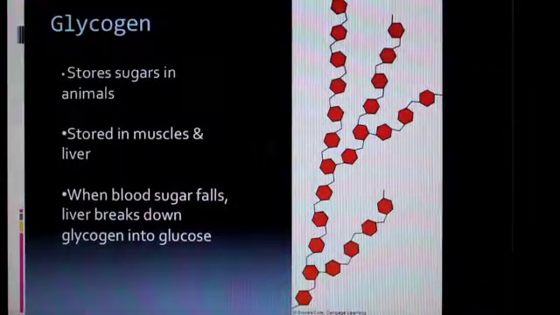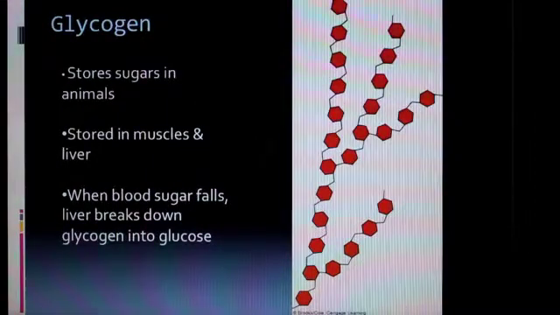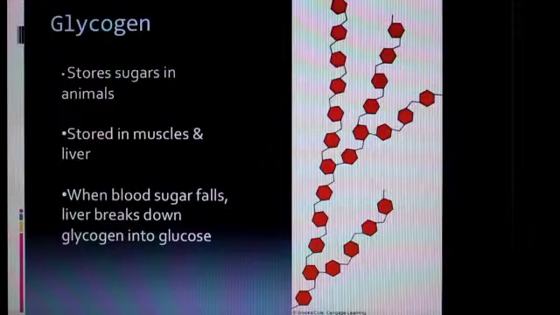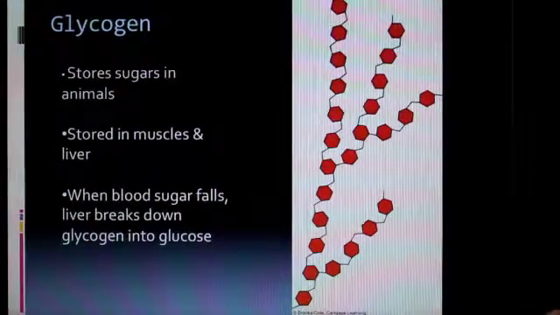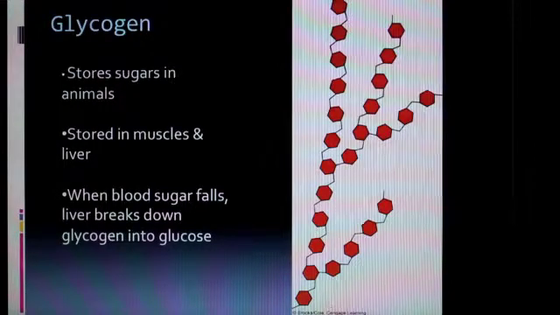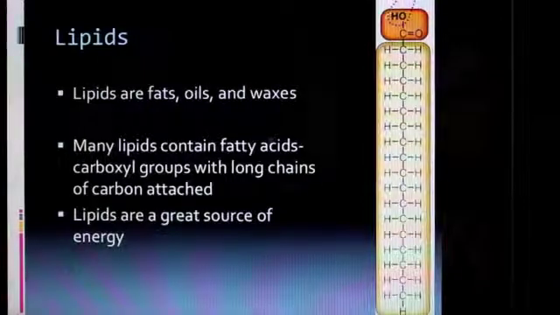There we go. In your own body, sugar is stored as glycogen. So this is in your muscles and liver. When your blood sugar falls, like when you finish digesting your meal, the liver will break down glycogen into glucose for use. And when your body has finished making its glycogen stores, it'll store it as fat. We'll talk about that more later.